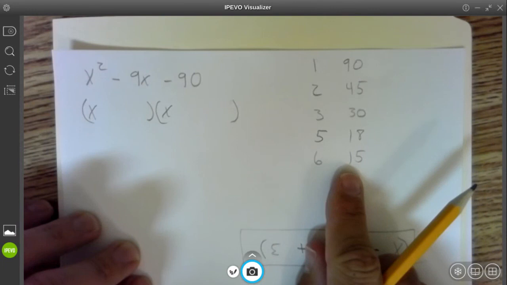They are different signs. That's what that tells us, because in order to get a negative 90, they have to be different signs. The bigger number is going to be negative. So I'll put a negative here and a positive there. That's the factored form for it.